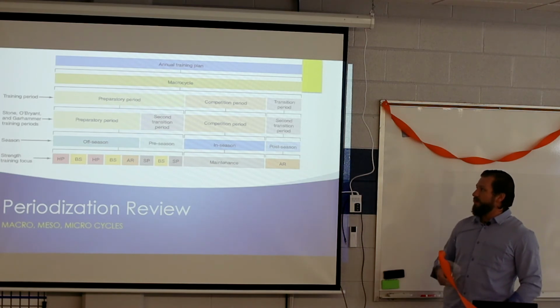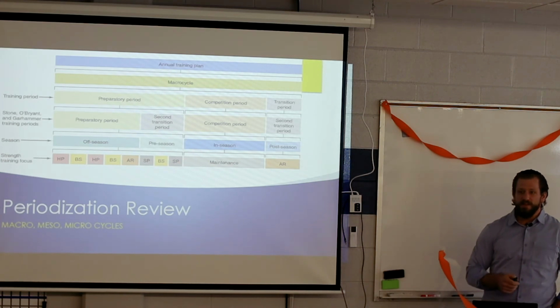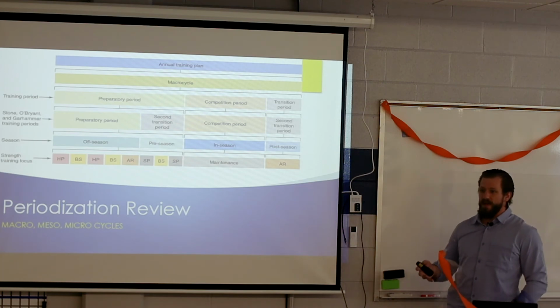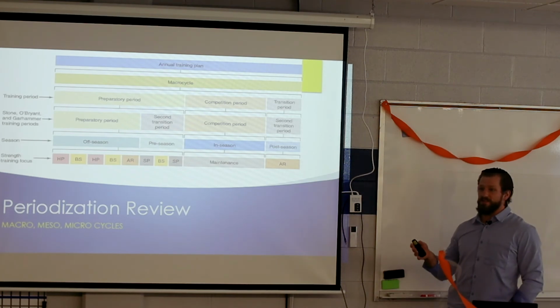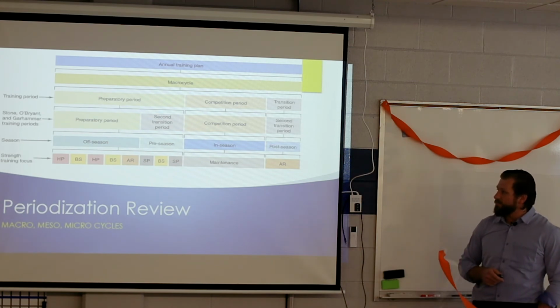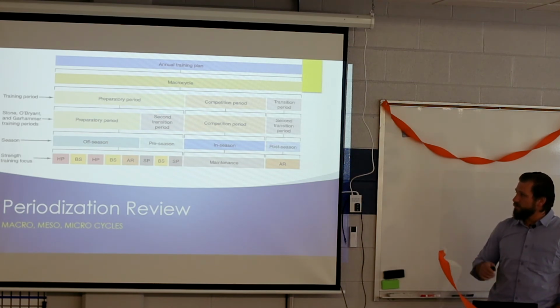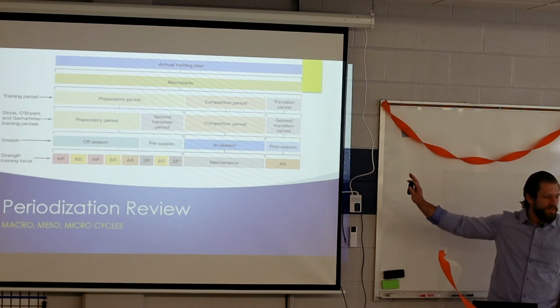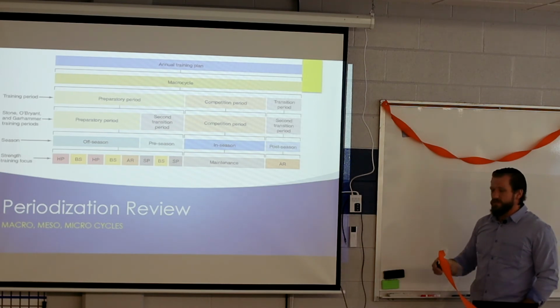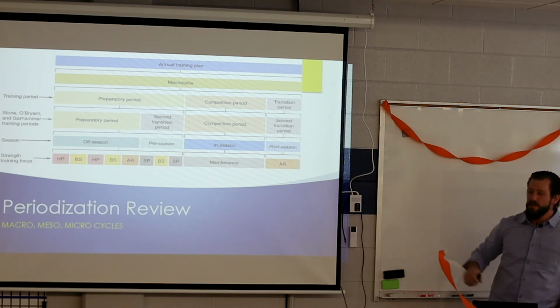You have a prep period, you have competition periods, transition periods. Depending on how many times a year you compete depends on how many transition periods you have. So you can literally read the slide. It's pretty simple when it comes to just knowing different cycles.